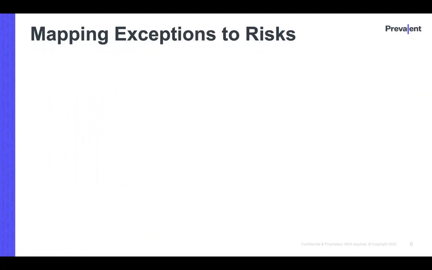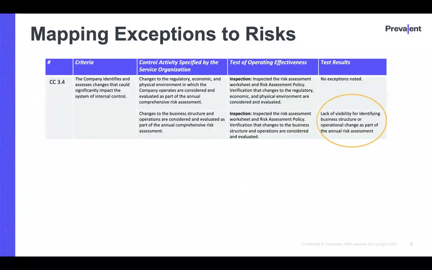So for now, let's move on to take a look at exceptions and what an exception means in the context of SOC 2, but also thinking about how you manage risks and how you interact with your third-party program. So on the screen here, we can see a sample of criteria taken from a SOC report that captures a particular control. In this case, looking at CC 3.4, which comes from the trust service criteria.